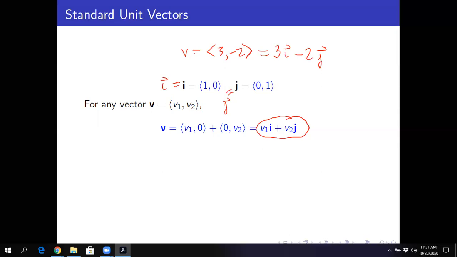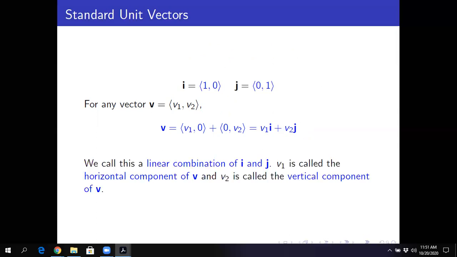Does that make sense? Hopefully? It's pretty common notation in physics. We call this a linear combination of i and j. v1 is called the horizontal component of v. I oftentimes call it the x displacement or the horizontal displacement. And v2 is called the vertical component of v, or the y displacement, or the y component, or the vertical displacement, okay? Those are all kind of interchangeable terms.